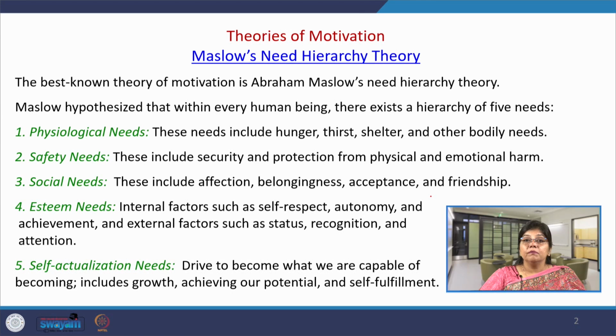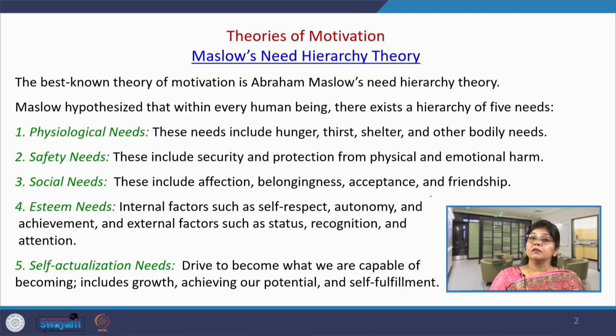The next are esteem needs, which have great significance in an individual's life. These include self-respect, autonomy, achievement, and external factors such as status, recognition, and attention. It can be about social status: by contributing to society, the person garners a lot of respect, esteem, recognition, and a sense of achievement. It can be at the workplace as well, where an individual performs the best, develops new skills, takes up new challenges, and gains more achievement and recognition.